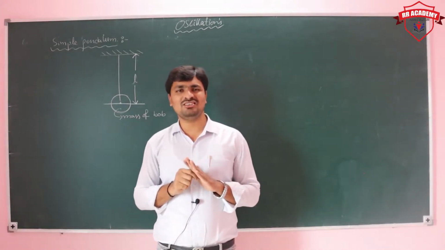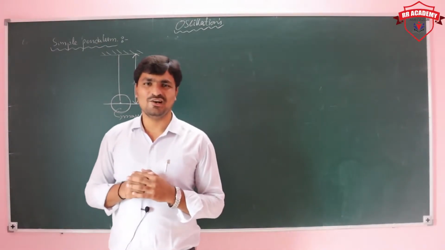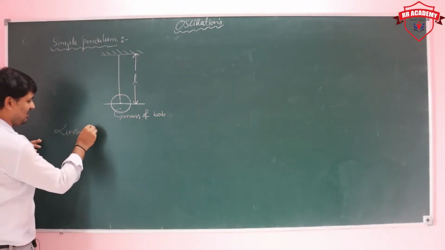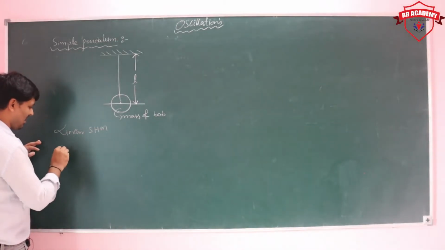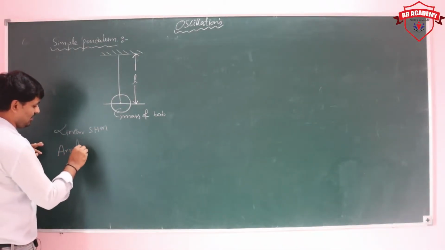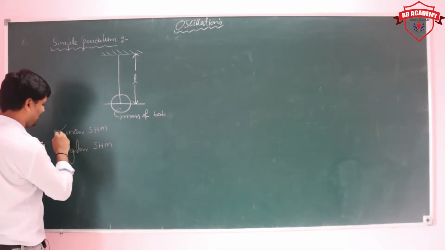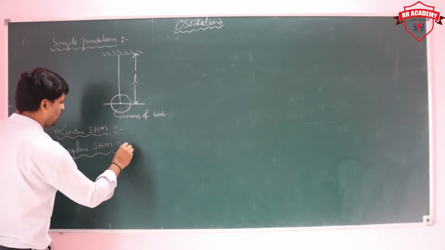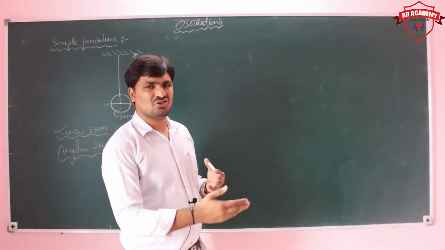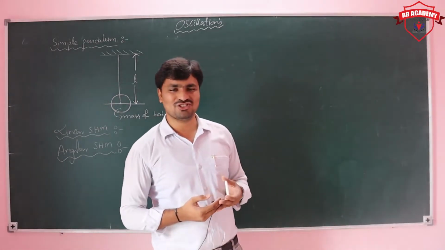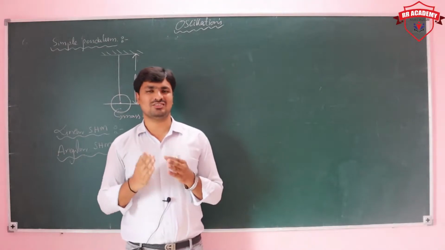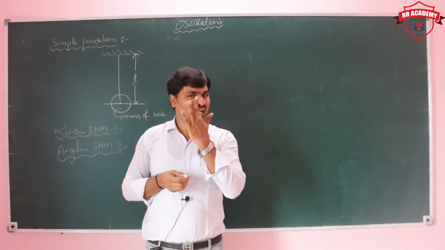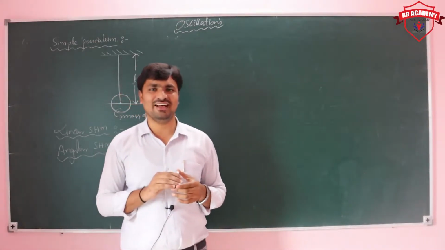A simple pendulum undergoes two simple harmonic motions. One is linear simple harmonic motion, and the other one is angular simple harmonic motion. In linear simple harmonic motion we consider only the force, whereas in angular simple harmonic motion we consider the torque.